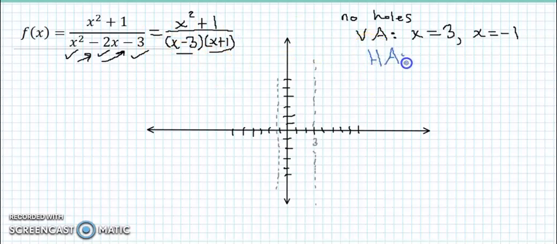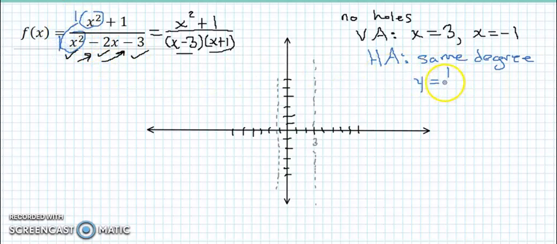This one has the same degree, the same highest power on the top and bottom. So when it has the same degree in the numerator and in the denominator, then you have a horizontal asymptote at y equals the ratio of the leading coefficients, which is just 1x squared over 1x squared, so it's y equals 1 over 1. So y equals 1 for a horizontal asymptote. So y equals 1, that's right here. Okay, so now we've got the asymptotes on the page.